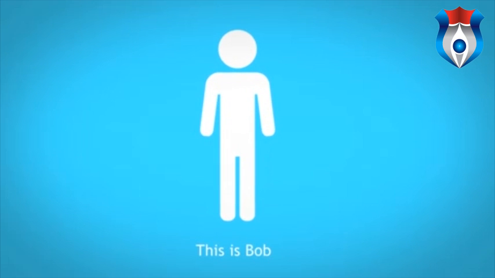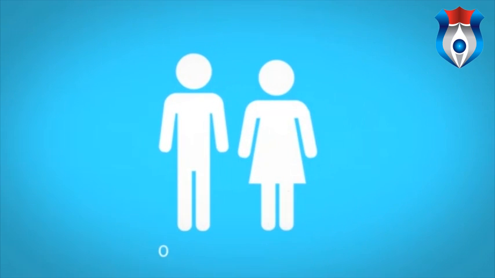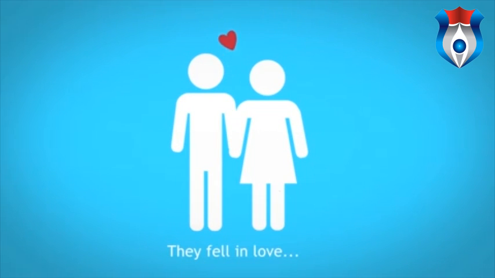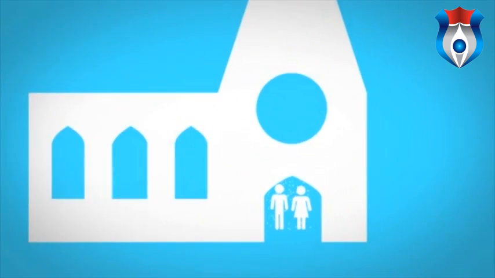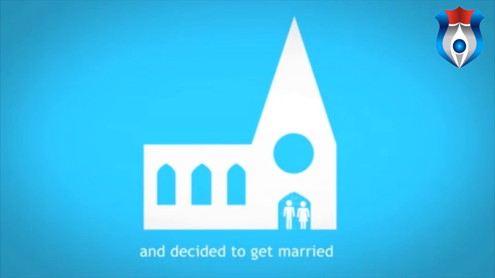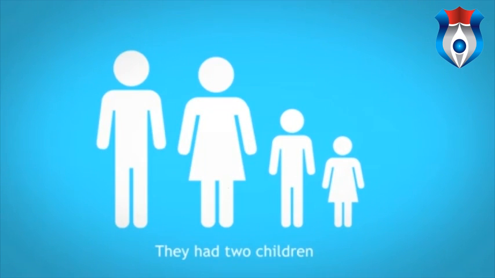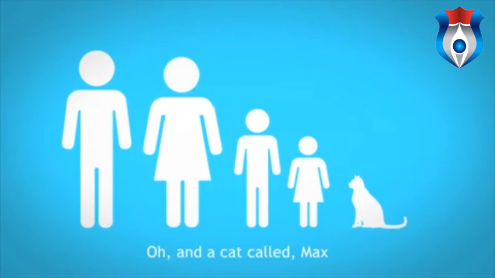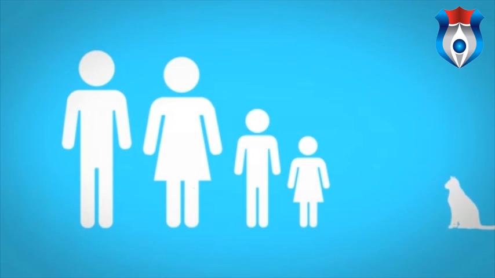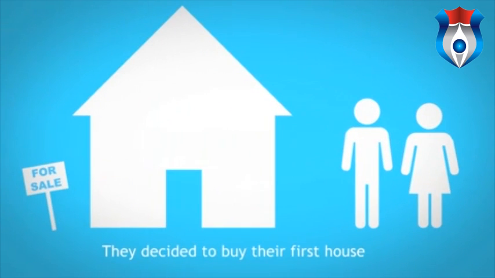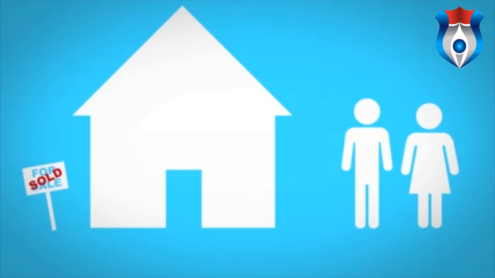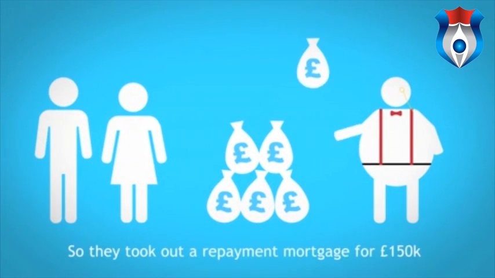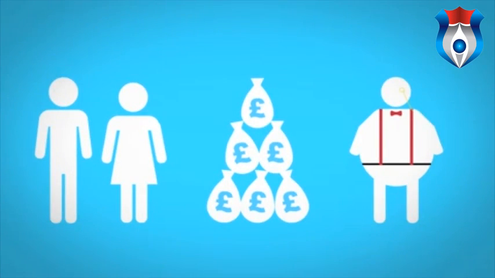This is Bob. One day Bob met Sue. They fell in love and decided to get married. They had 2 children. Oh, and a cat called Max. They decided to buy their first house. So they took out a repayment mortgage for £150,000.